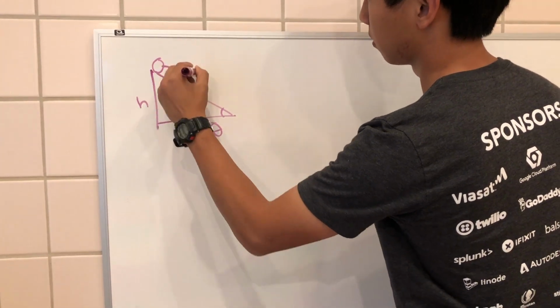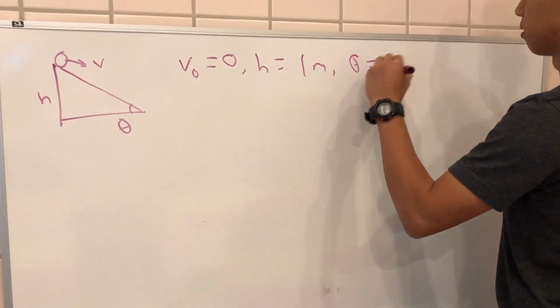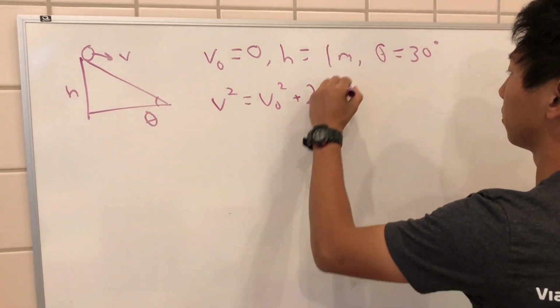First, let's strap our egg to a block and put it on a frictionless ramp with a height of 1 meter. The angle of the ramp is 30 degrees.